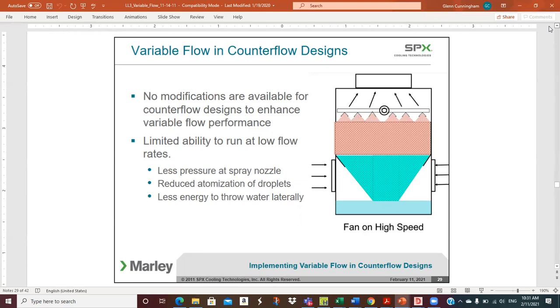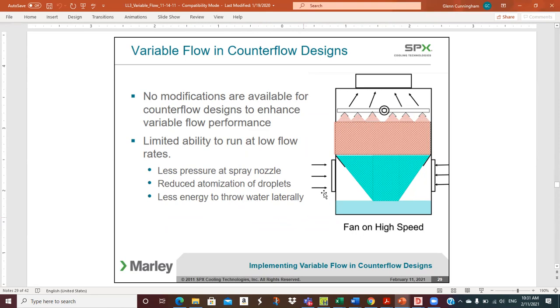Limited ability to run at low flow rates, because if you're going to run less flow, the pump's going to have to slow down, and you're going to have less pressure. And when you put less pressure into this spray header that's going to spray the water out into the fill, you're not going to get full coverage on the fill. So less pressure at spray nozzle, reduced atomization of droplets, less energy to throw water laterally.